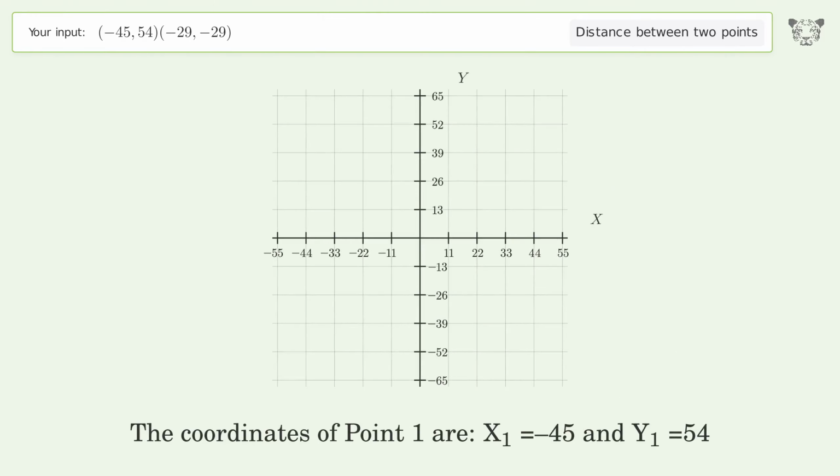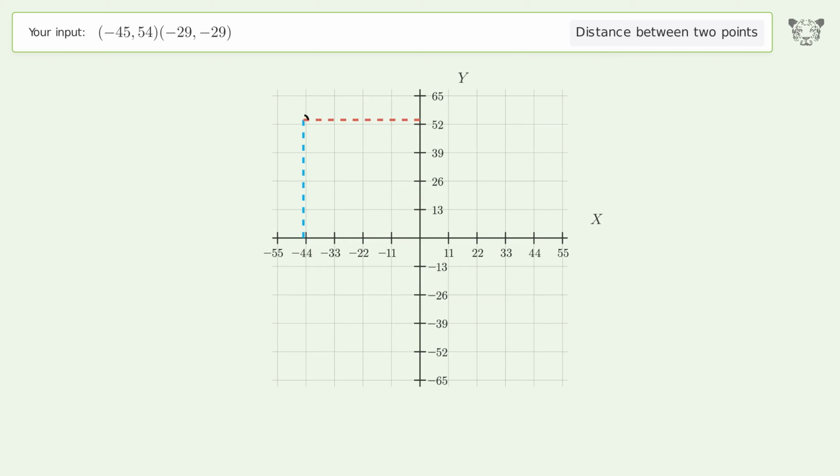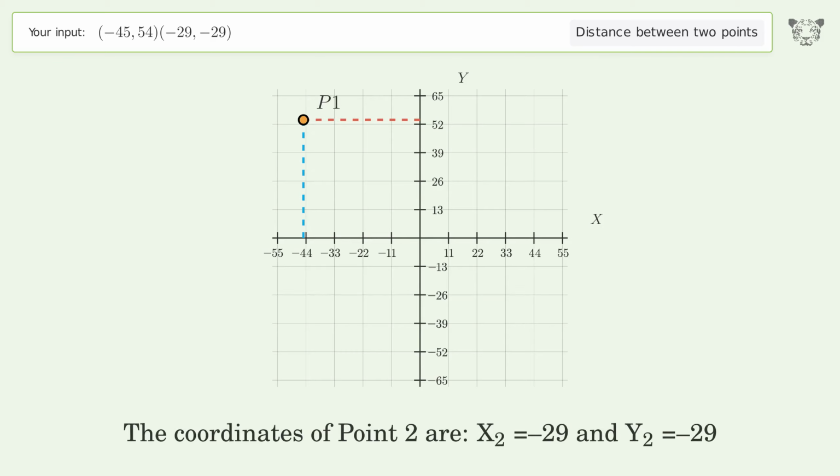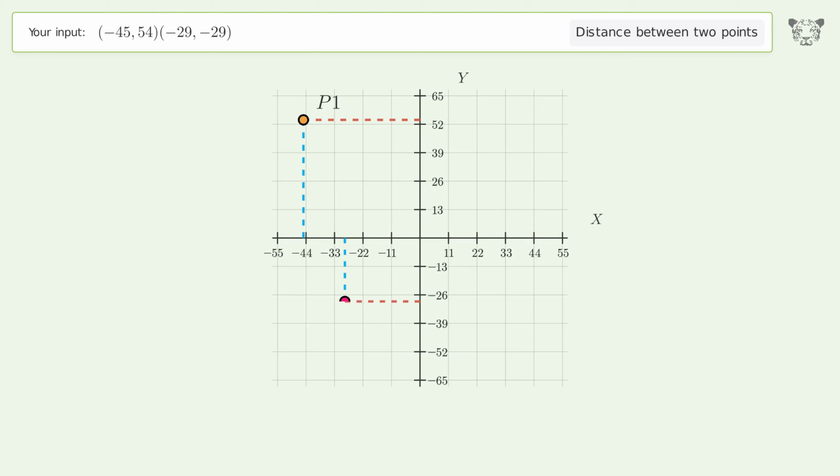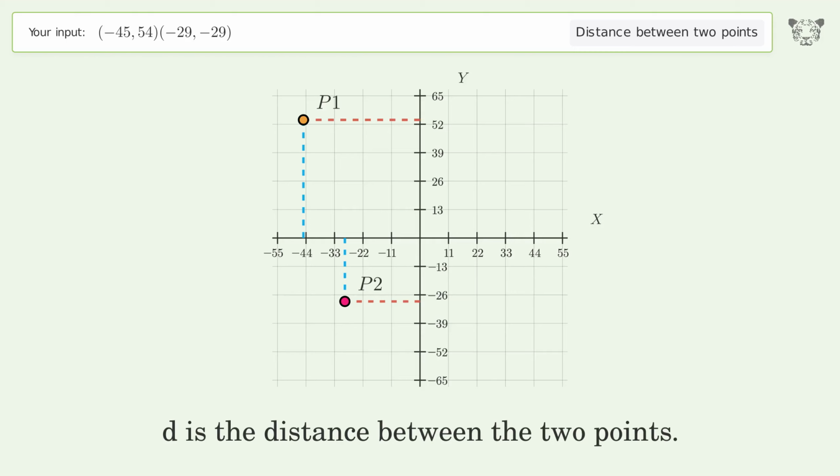The coordinates of point 1 are, x1 equals -45 and y1 equals 54. The coordinates of point 2 are, x2 equals -29 and y2 equals -29. D is the distance between the 2 points.